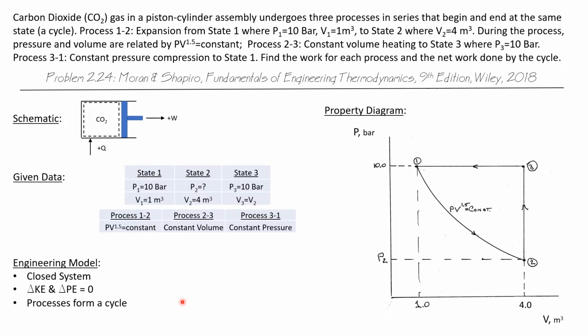Let's write a model that we can use to guide us on our solution. This is a closed system. We'll ignore any changes in kinetic and potential energy as being insignificant. And we do know that the processes form a cycle, which means that it ends where it begins. And we want to find the work done by each of the processes, and we want to find the net work done by the cycle.